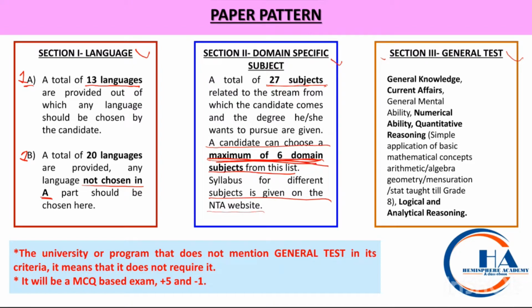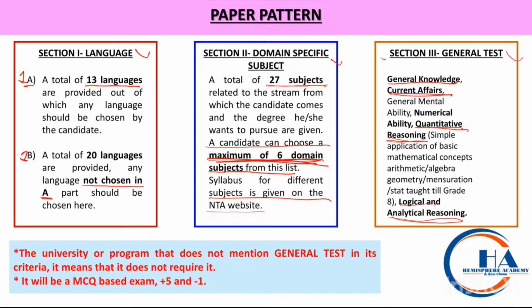So now we will be left with GK. GK will be there in your paper. You will be having quants in your paper. Quantitative reasoning will be there in your paper. You will be having logical and analytical reasoning in your paper.